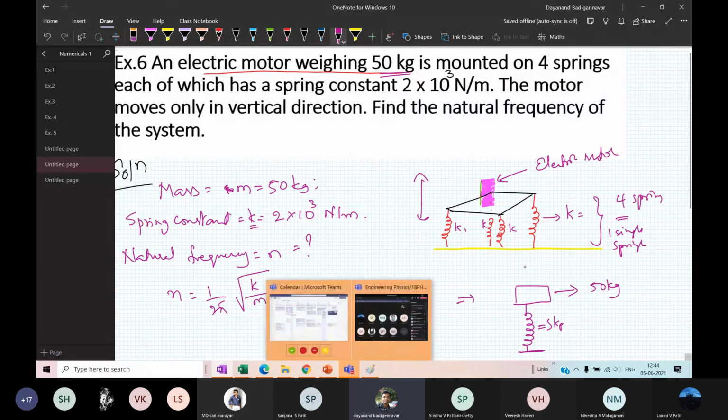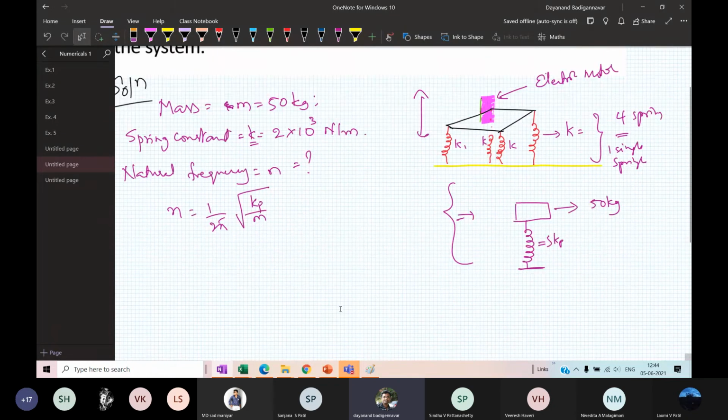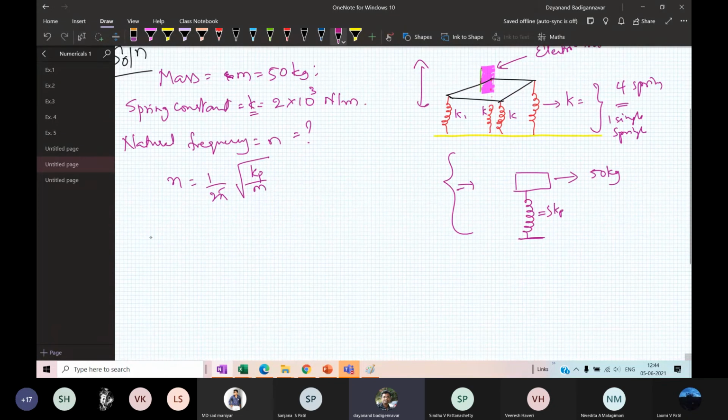Now here I have to change it to a new system. So I have to write this. What is the spring constant? It is Kp, the parallel combination of the springs. Now you have to find Kp. Mass is given, so therefore Kp I have to find.